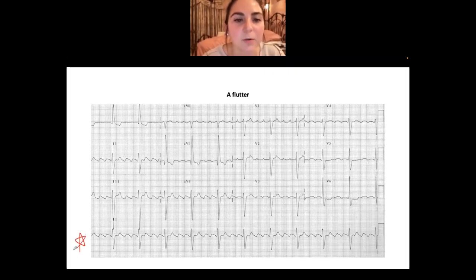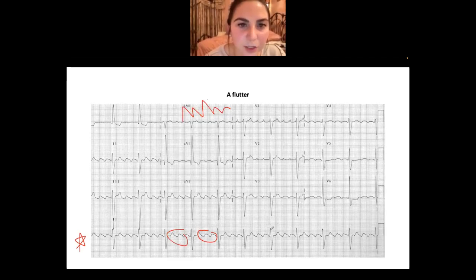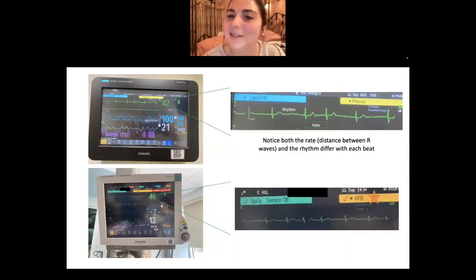Here's your flutter. Again, just stick to looking at lead two. That's what I tend to do. I get confused if I look at the whole EKG. But if you look at just lead two, here's your sawtooth pattern. There's your sawtooth, and then this looks, well, kind of regular, but that's fine. As soon as you see the sawtooth, it's flutter.